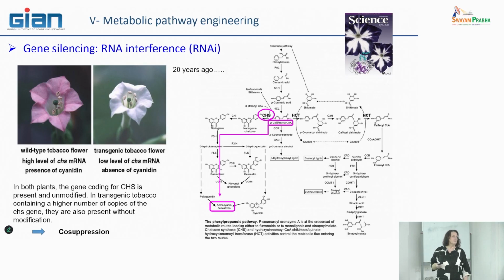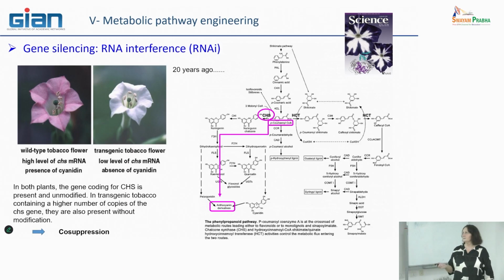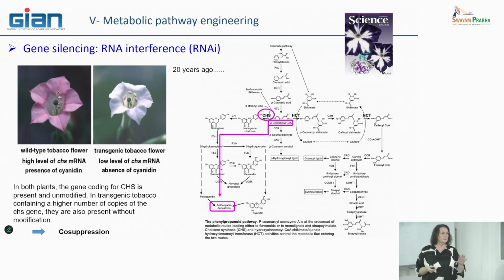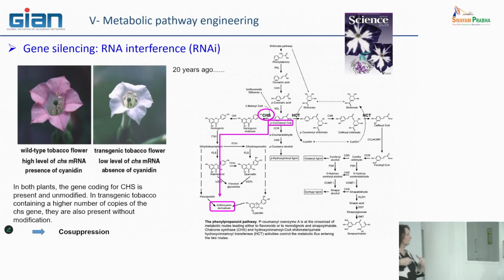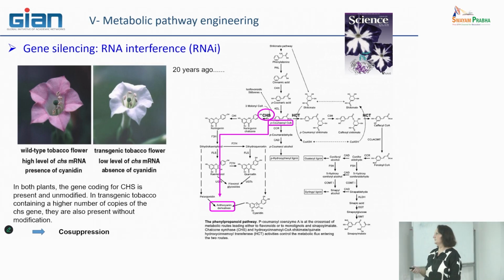I don't know if you have ever heard about this story. It was the story of Petunia. The idea was that these flowers are naturally quite pink, and people wanted to increase the amount of anthocyanin in the petal in order to have a stronger color of pink until violet, to have different varieties of this plant.